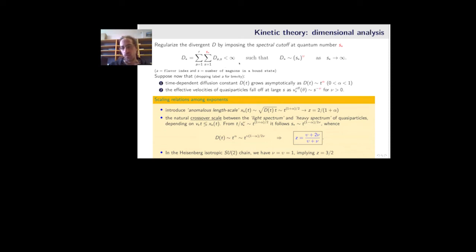And then we say, okay, now upon removing this cutoff, S star, how does this divergence happen? And we can associate to this divergence some exponent epsilon. So that's one exponent that we can define.